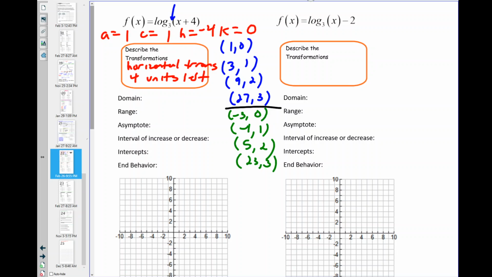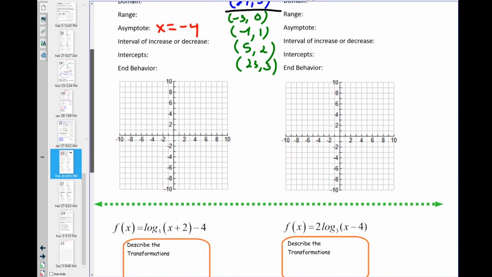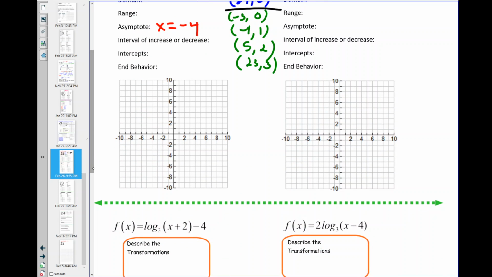What type of an asymptote am I gonna have? And look, I can even write that down already in here. What type of asymptote? It's vertical, so it's going to be x equals whatever h is. What's h here? -4. So I'm going to draw an asymptote, a vertical one at -4.